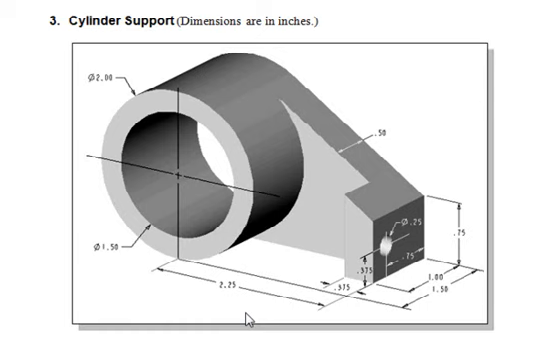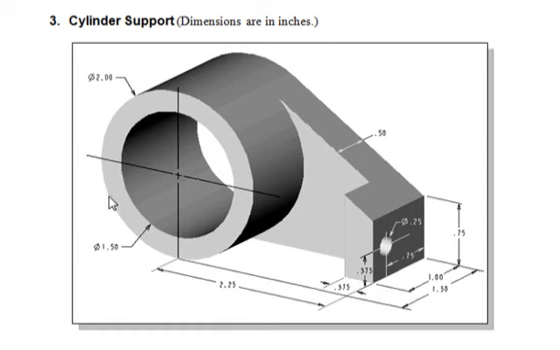In this video, we will go over the procedure to create a multi-view drawing, including the necessary views and dimensions of the cylinder support design. First, we should consider the different features of the design. For the multi-view drawing, we need to create the three standard orthographic views: the front view, top view, and side view to fully describe the different features of the design.